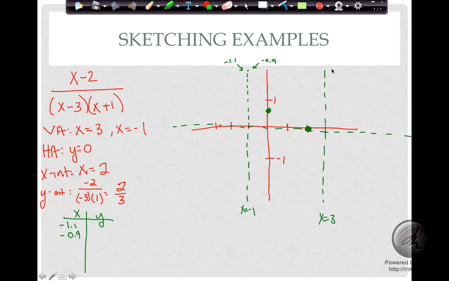And on the other vertical asymptote, I'm going to test the number 3.1 and 2.9. So I'm basically testing a number on either side of that asymptote. So here I go. I'm going to test 3.1 and 2.9. Sorry about the phone here. If I were to plug these things in, let me go ahead and put this in my calculator here. If you'll give me a moment. I have the function x minus 2 over x minus 3 and x plus 1.